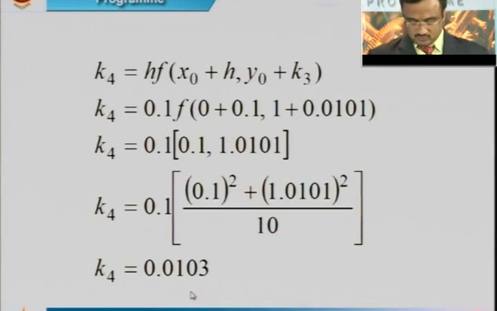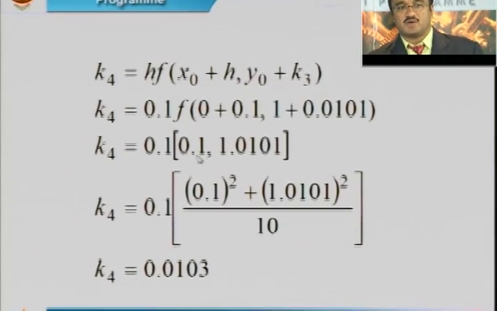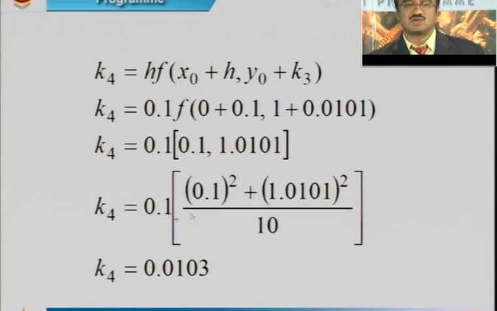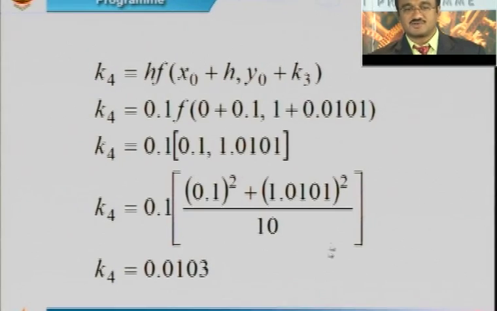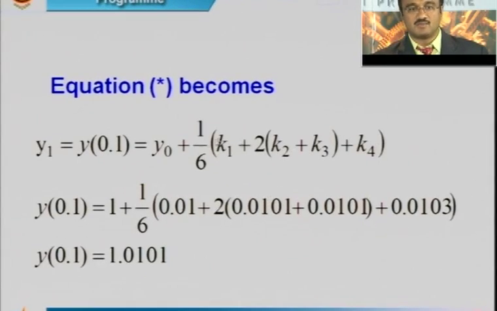Then k4 is h into f of x0 plus h comma y0 plus k3. Here h is 0.1, so substitution gives 0.1 comma 1.0101. Now substituting these values in k4, after simplification we get the k4 value as 0.0103. Now substituting all these k1, k2, k3 and k4 in the formula, we get the required value of y of 0.1, that is 1.0101.